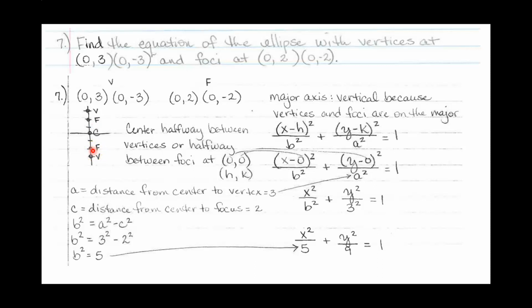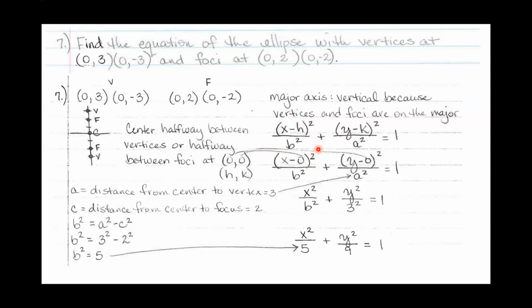All right, so your center has to be halfway between your two vertices, and your center has to be halfway between your two foci. So either one of those will tell you that your center is going to be at 0, 0. We also know that the foci and the vertices are on the major axis, so that lets us know that it's going to be major axis vertical. So looking at our formulas, major axis vertical is this equation right here, so let's use that one.